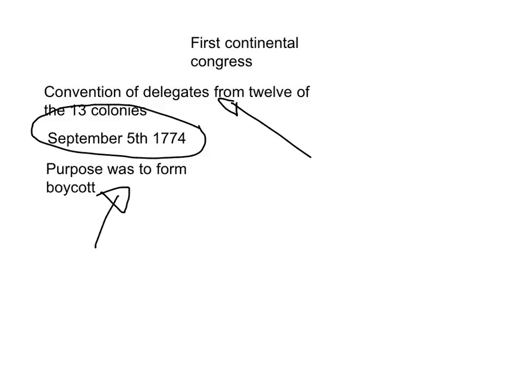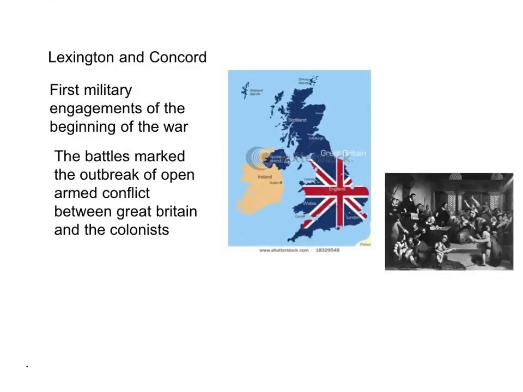Lexington and Concord were the first military engagements of the American Revolutionary War. The battles marked the outbreak of open armed conflict between Great Britain and the colonists.